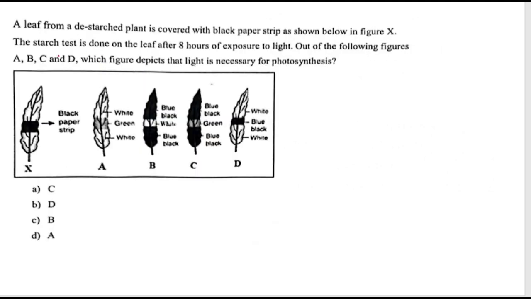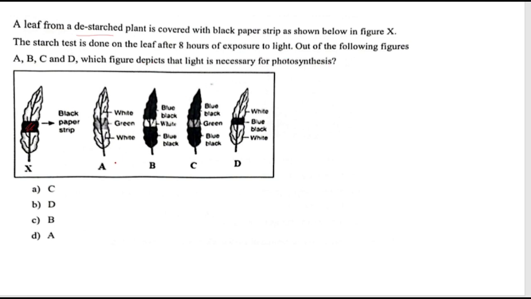A leaf from a de-starched plant. You know that in photosynthetic experiments we keep the plant in a dark room for 3 days to remove all the starch. When we take it out, there is no starch in it. Such plants are called de-starched plants. It is covered with a black paper strip as shown in the figure. This is an experiment to prove that light is necessary for photosynthesis, because the part covered with black paper does not receive light. The starch test is done on the leaf after 8 hours of exposure to light. Out of the following figures A, B, C, D, which figure depicts that light is necessary for photosynthesis?